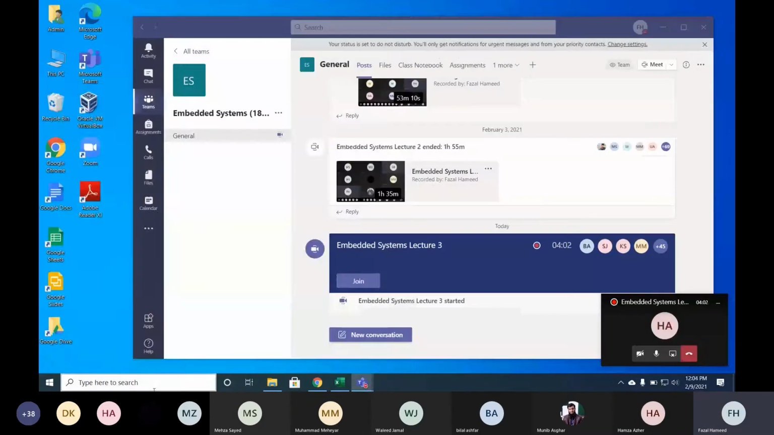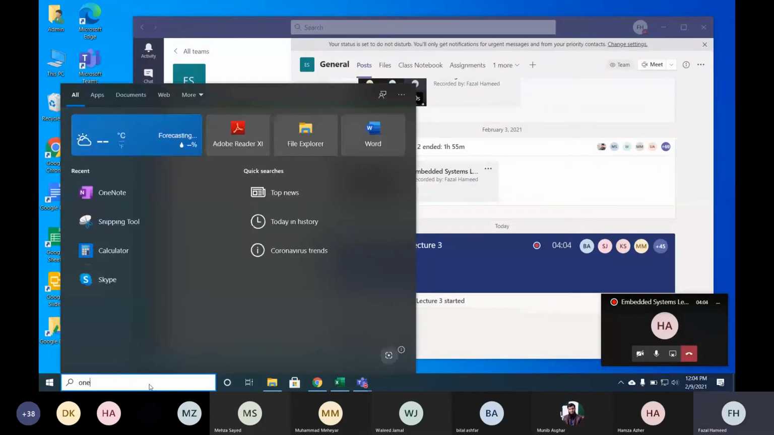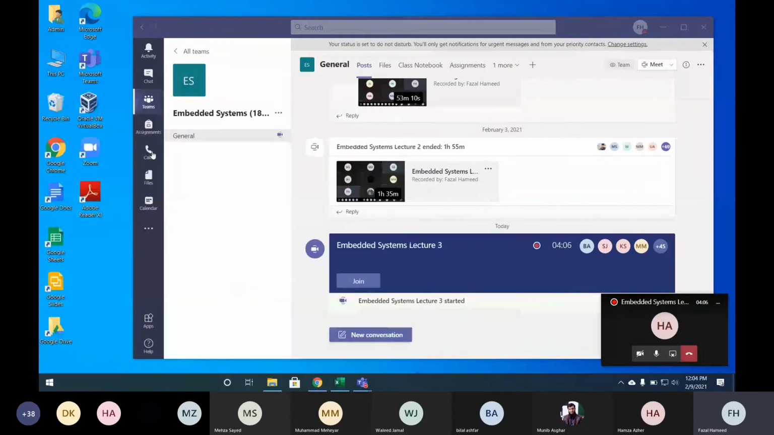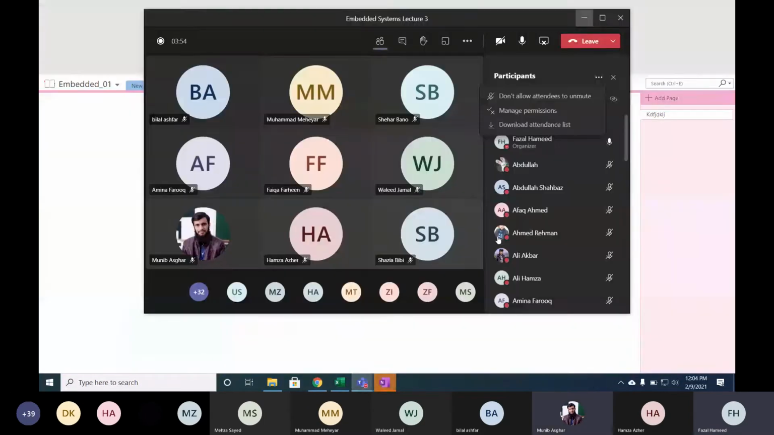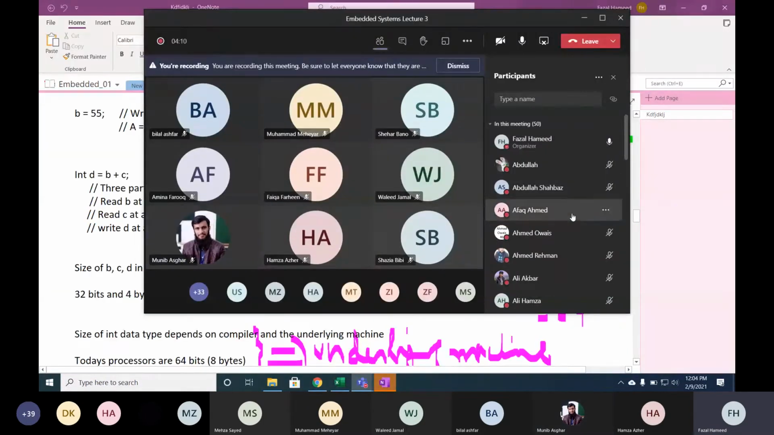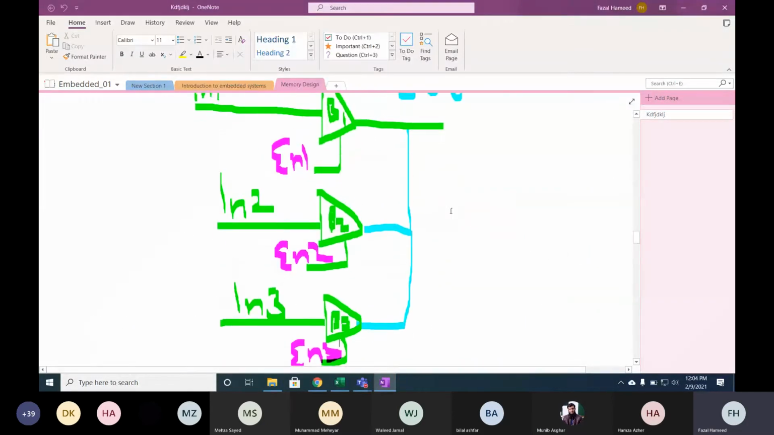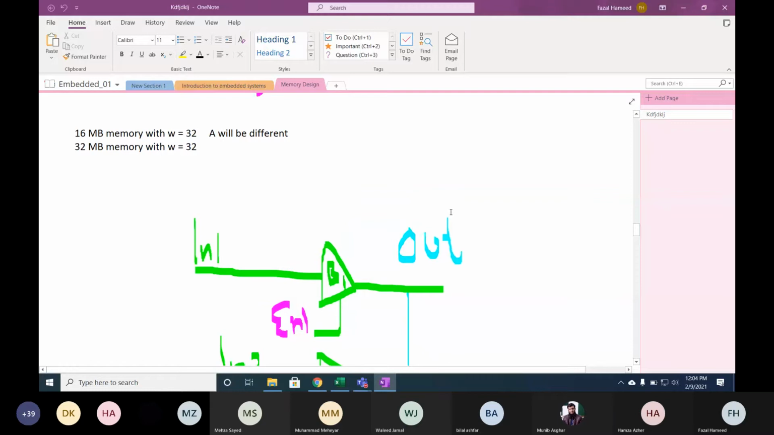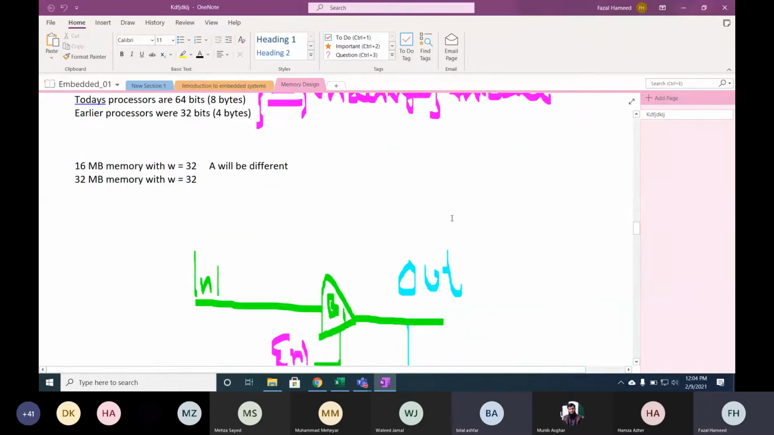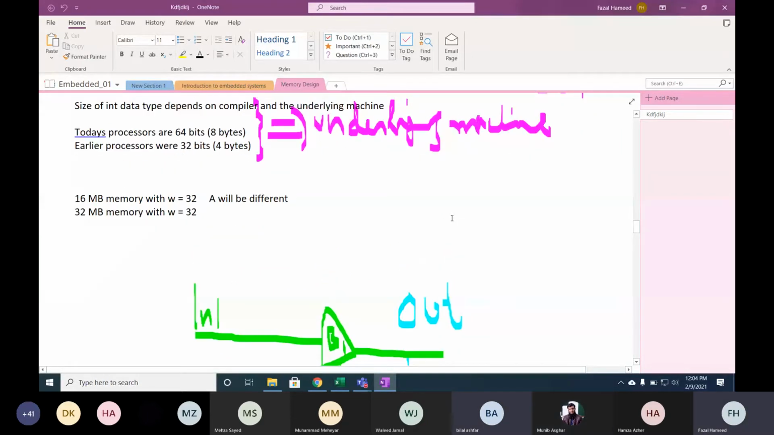Anybody have any idea about a tri-state buffer? So what is a tri-state buffer? Anybody has any idea? No, sir. You may have studied tri-state buffers in electronic design.